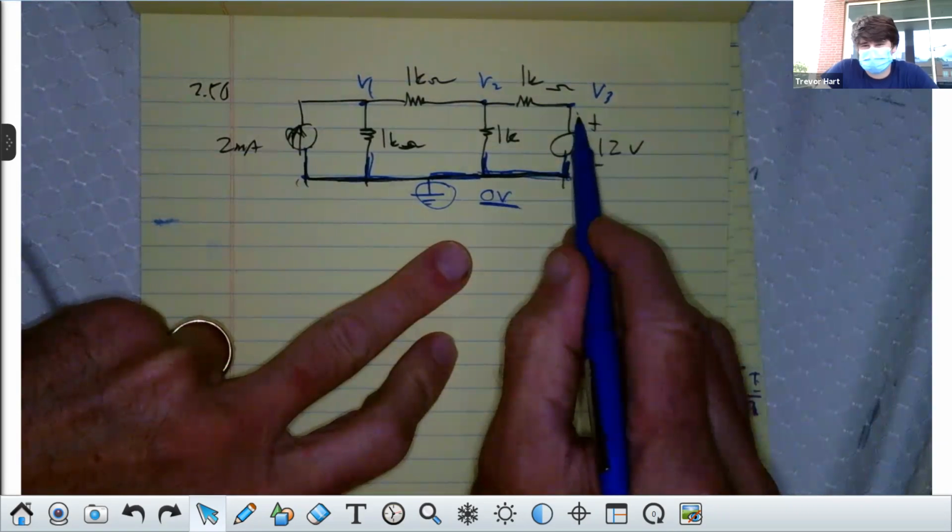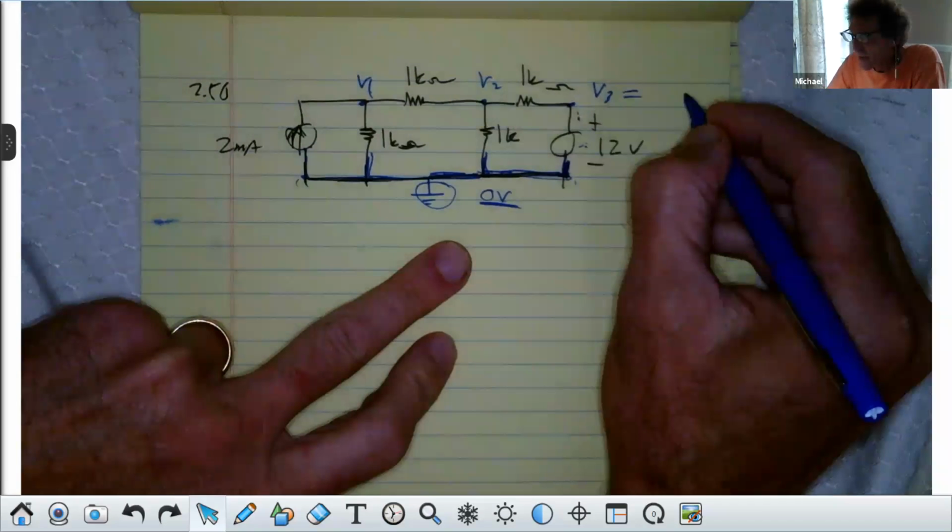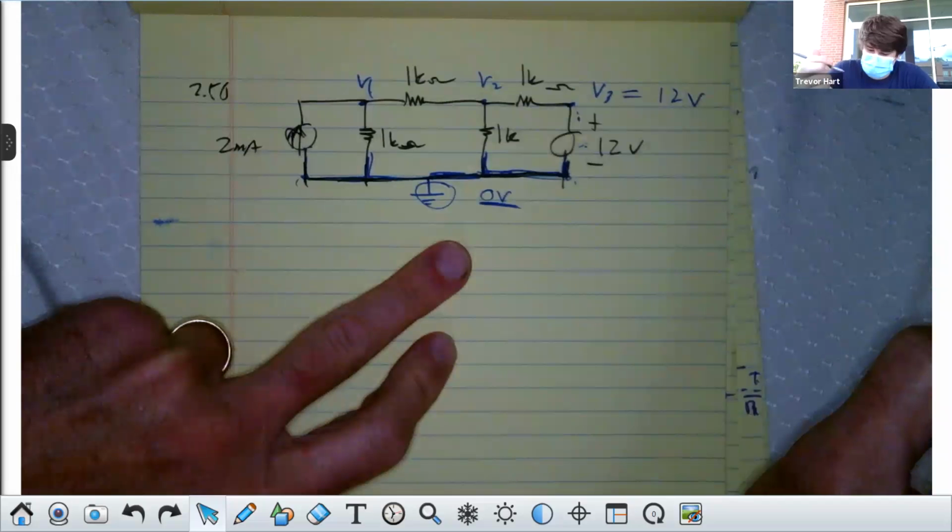Increase. Decrease. It's an increase of 12. What is V3? Just by inspection, isn't it 12 volts? Yeah. You all see that? Yes. Now this, quick question.